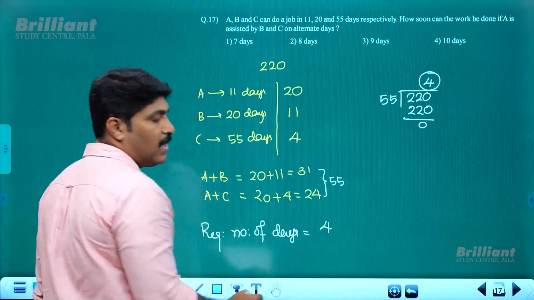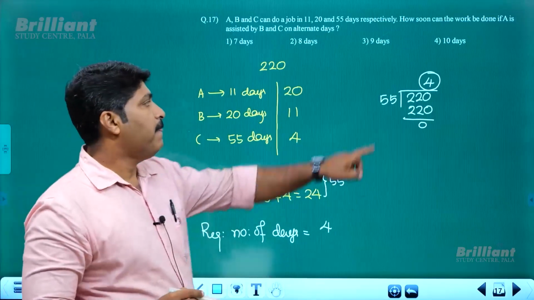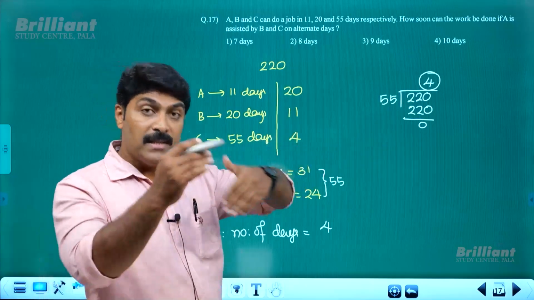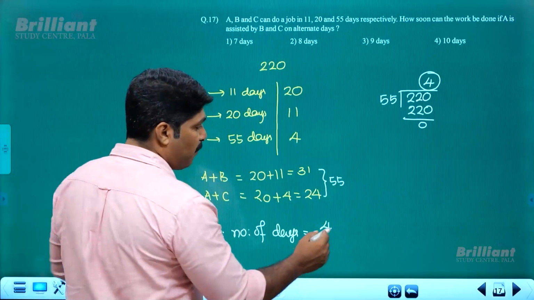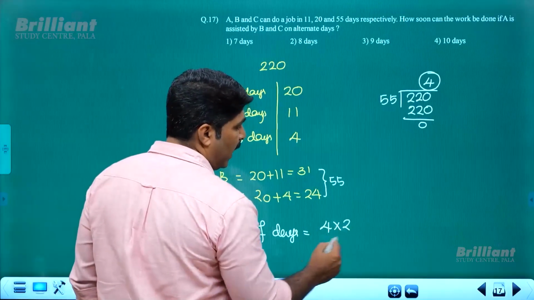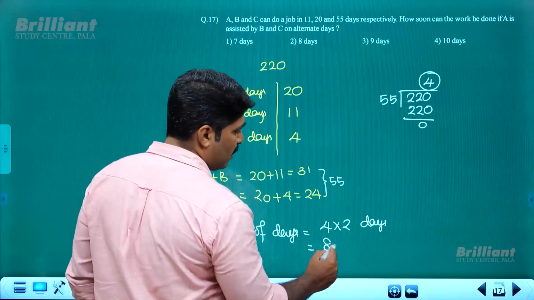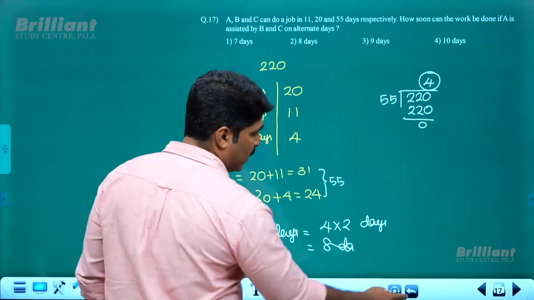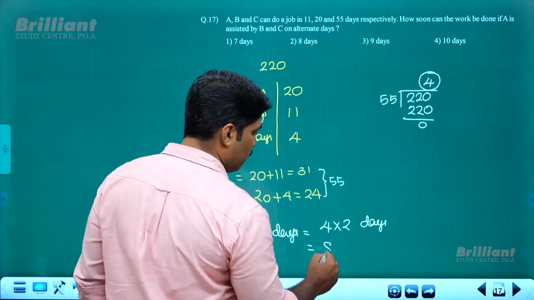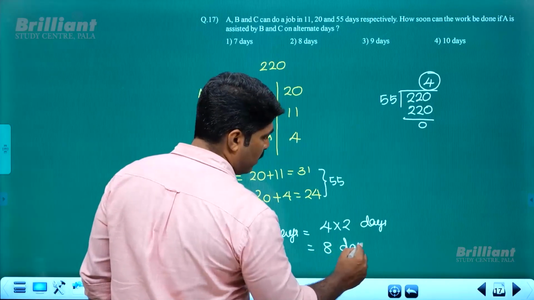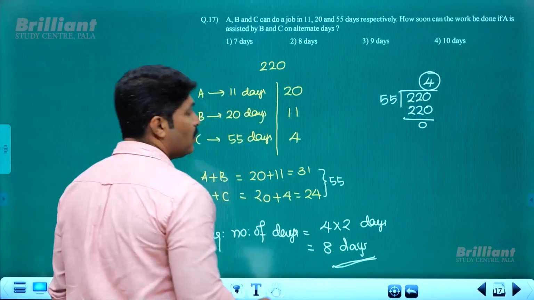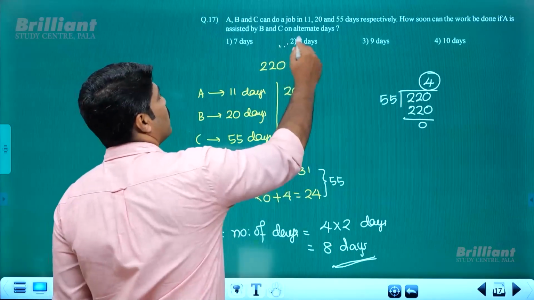That 4 means in each 2 days they can finish 55 units of work. Such 4 times 55, therefore 4 into 2, 8 days required. For the completion of this work, they required 8 days. So this is the logical approach towards this question.